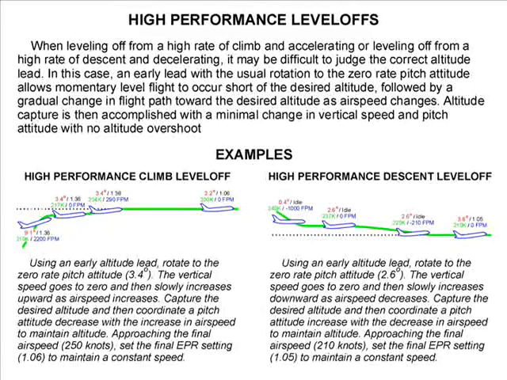Although similar to the previous precision level-off, this alternate method uses an earlier altitude lead, followed by altitude capture at a reduced vertical speed. It lessens the danger of altitude overshoot when leveling off from steep climb and descent angles.